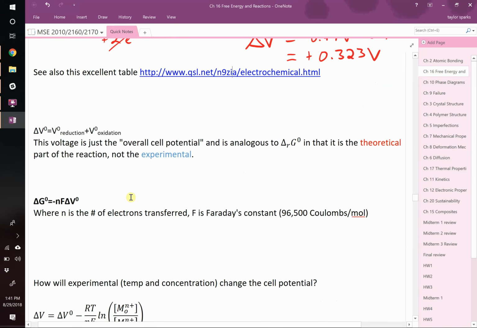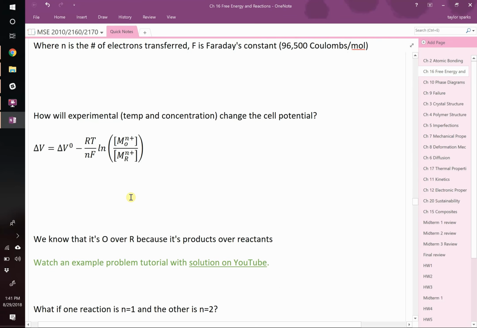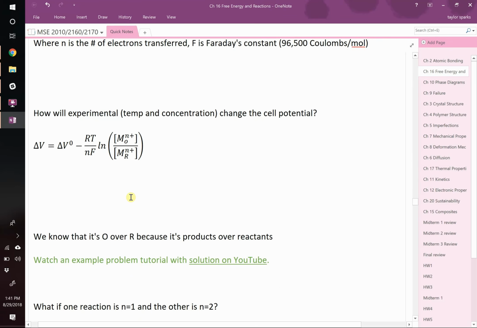Okay, now just like before, with delta G, the delta rG, that's the change for the reaction of your free energy, that didn't tell the whole story, right? That had two components. It had the experimental and the theoretical component. It's the exact same with electrochemistry. You have to actually include both parts, right? I'm going to jump down to this for right now. What you really care about is delta V, right? Your delta V for the overall reaction.